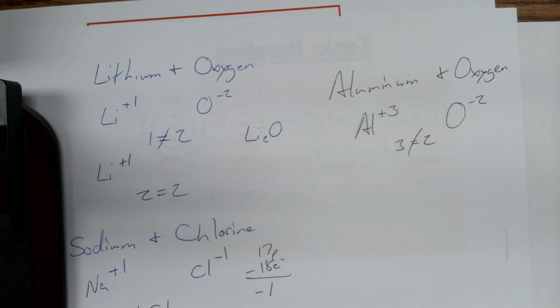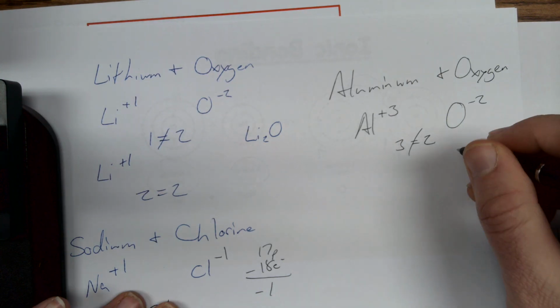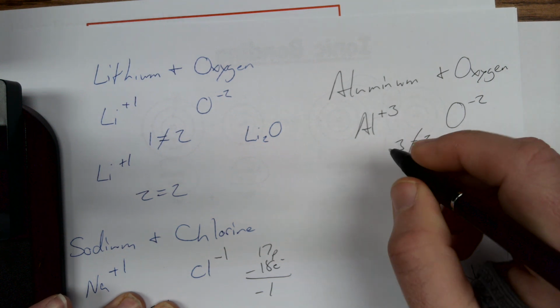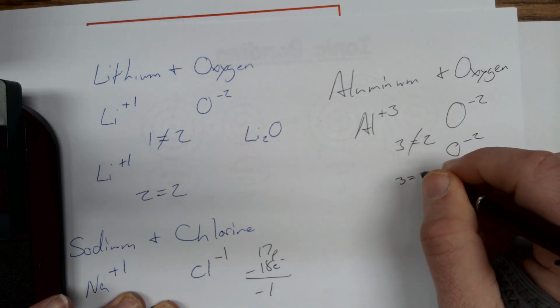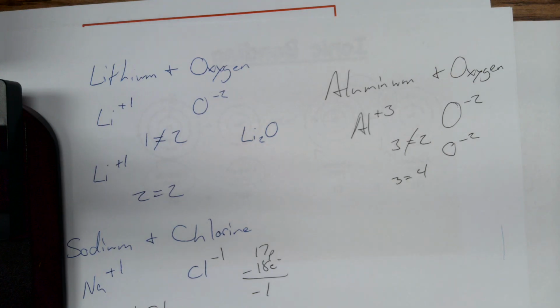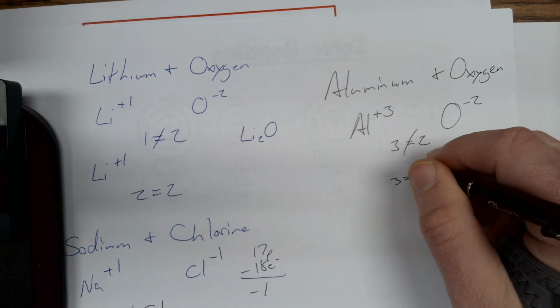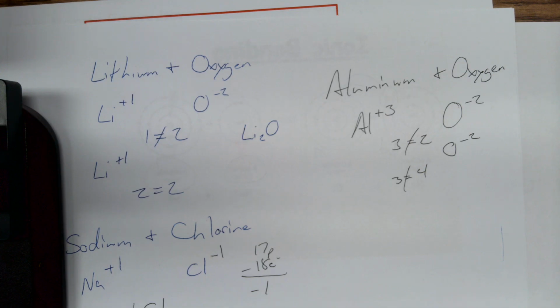Which one am I going to add first? Am I going to add aluminum or am I going to add more oxygen here? More oxygen? Sure. O -2. Now it's 3 equals 4. Does 3 equal 4? No. I got to keep adding. Who else am I going to add?